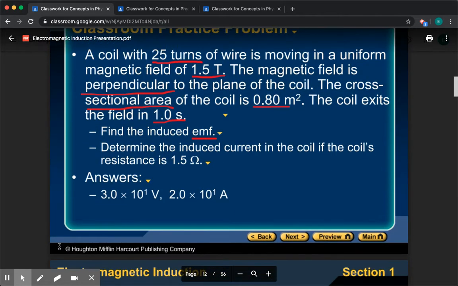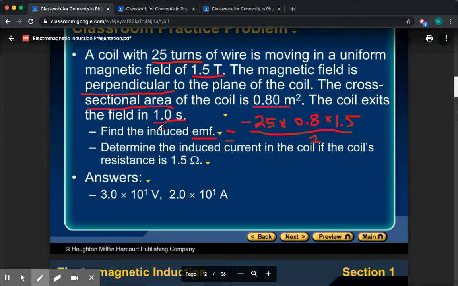So EMF, this is going to be equal to, and now remember there's a negative sign in front, it will be negative 25 times 0.8 times 1.5 divided by 1 second. Okay.